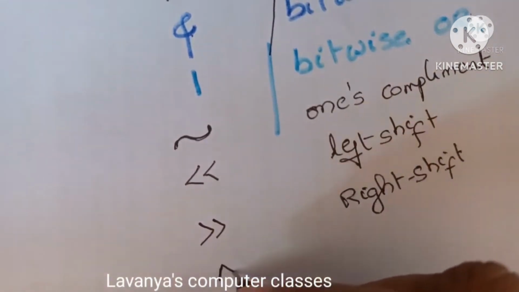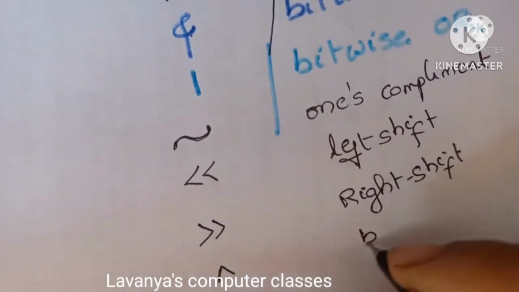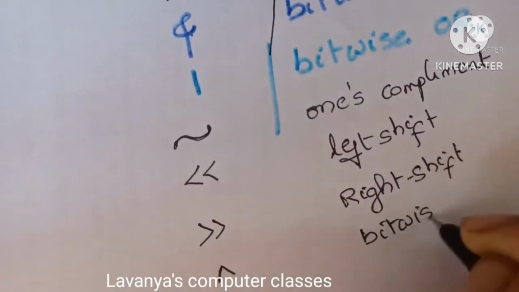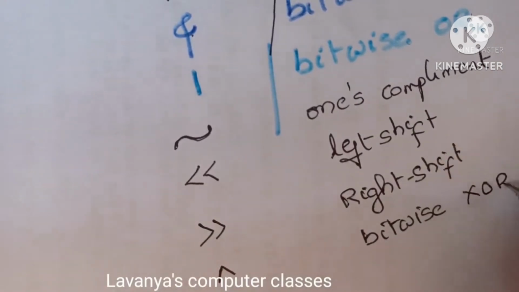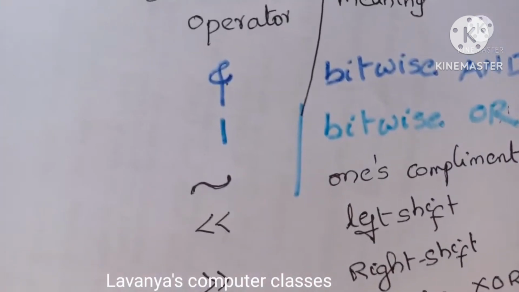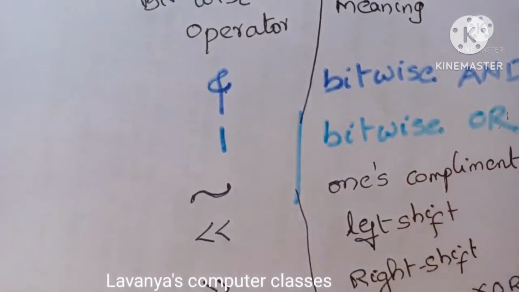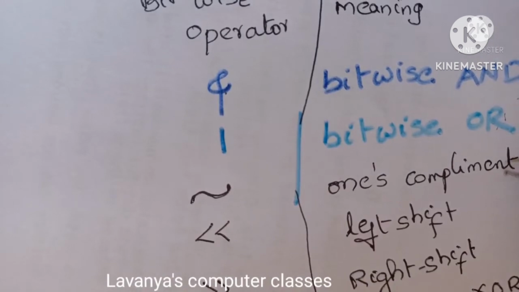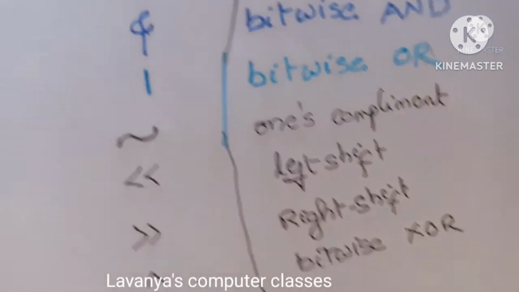And then reverse V, this is for the bitwise exclusive OR operator. So these are the bitwise operators. How many bitwise operators are there? AND, OR, ones complement, left shift, right shift, and exclusive OR.